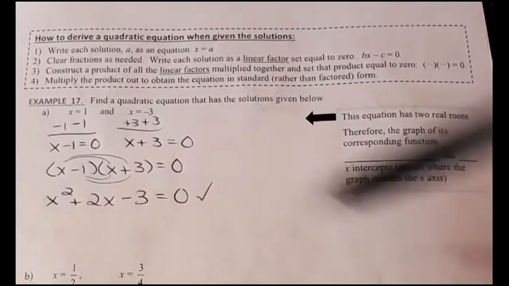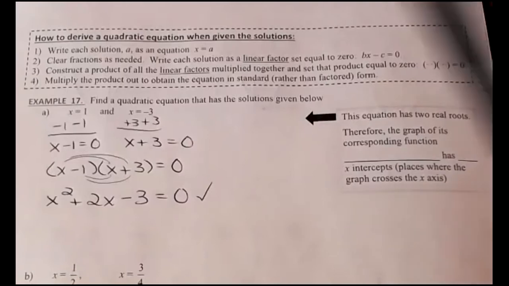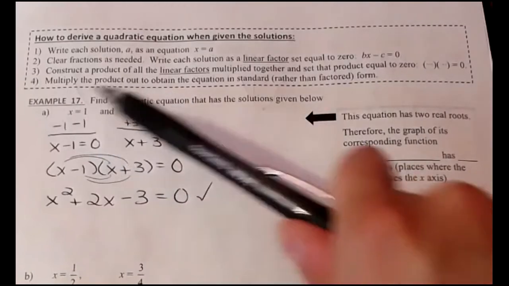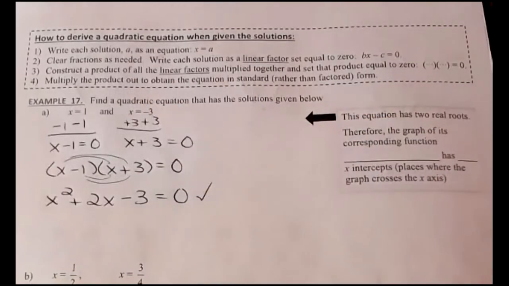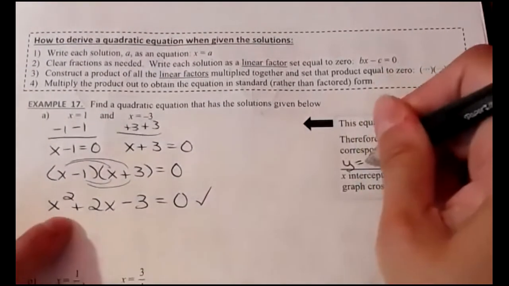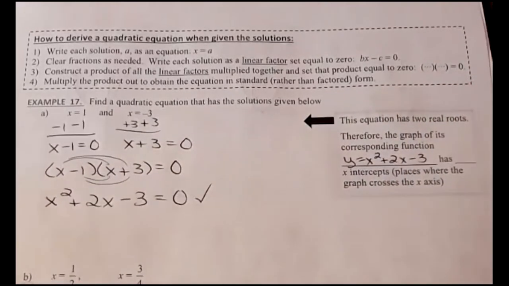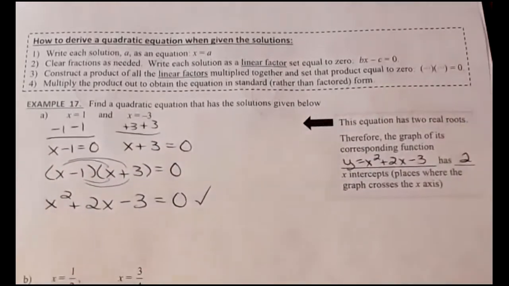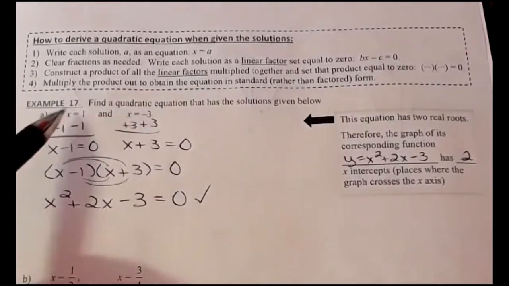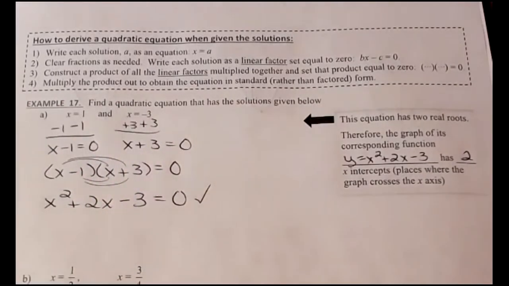I want to point out that this equation has two real roots. There are 1 and a -3. Those are real roots, right? There's no imaginary piece to this. So what this is telling us is that the original corresponding function was y is equal to x squared plus 2x minus 3, which has two x-intercepts, right? Which is why we were able to say, okay, here are my solutions. Let's find the original polynomial.